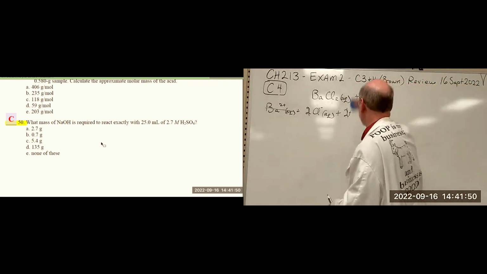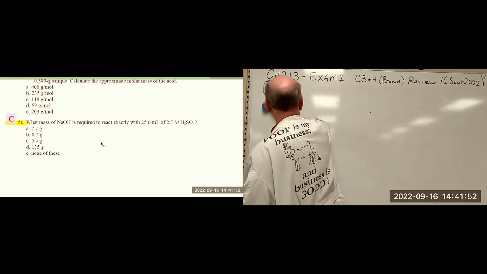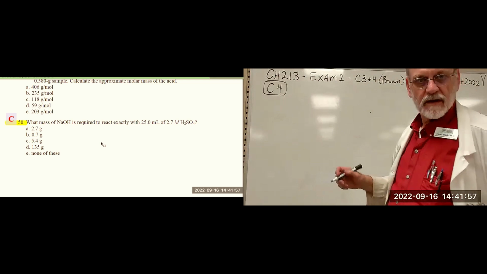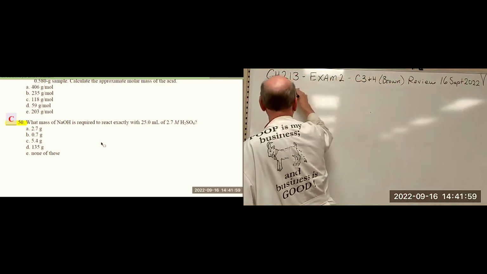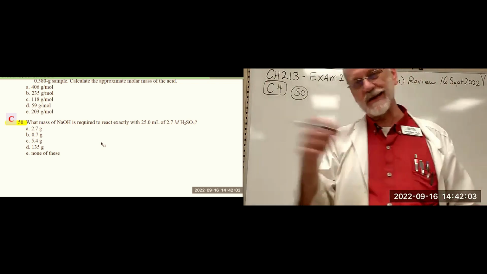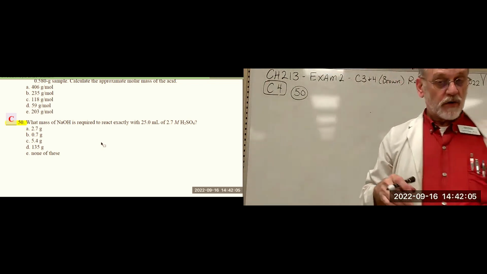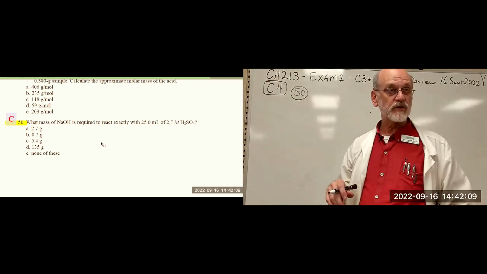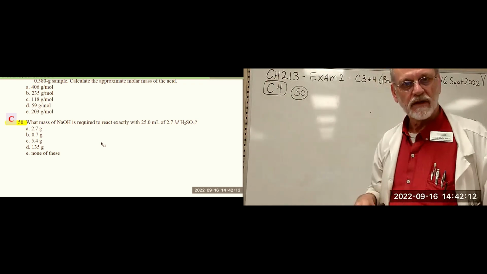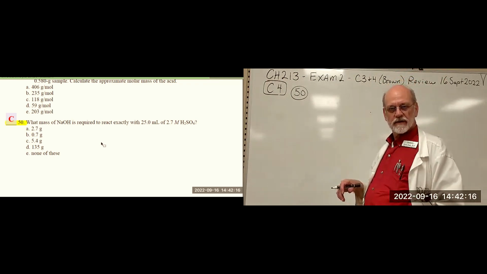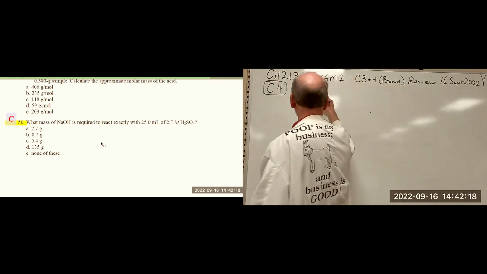The next one coming up is a titration. $50. The reason I want to do this one is because we're going to do a titration later on in order to determine the molar mass of citric acid. We have to do a titration to do that. So what mass of sodium hydroxide reacts with sulfuric acid?